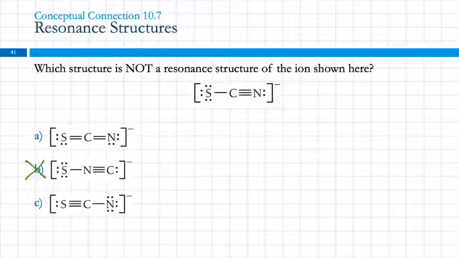Any questions? Yeah. Are resonance structures always polyatomic ions? They are not always polyatomic ions. That's a good question. Any other questions?